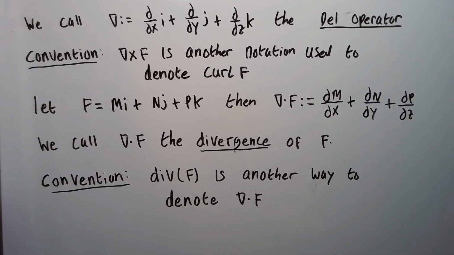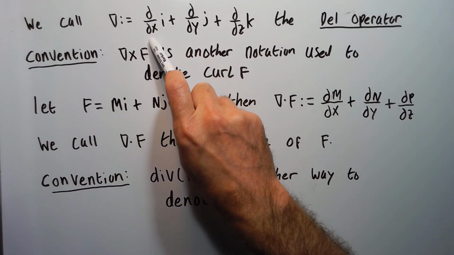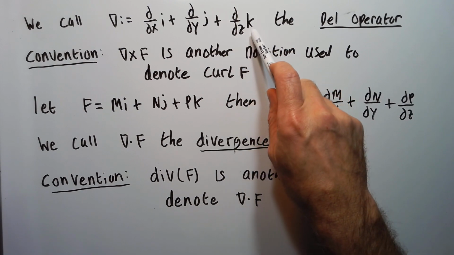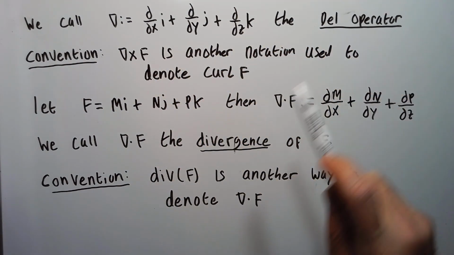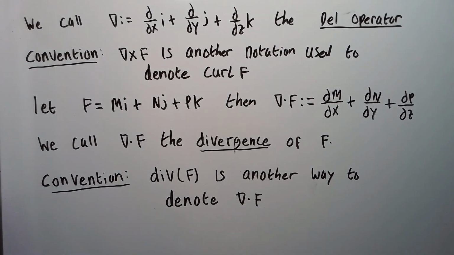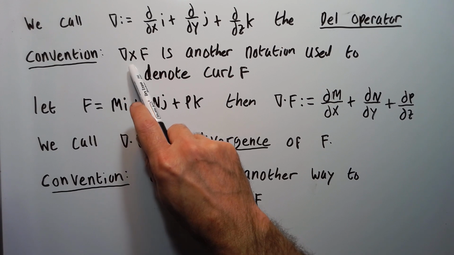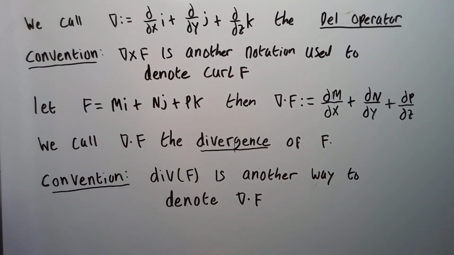Okay, so we're going to make a definition. We define del to mean partial x with respect to i, partial y with respect to j, partial z with respect to k. We call this the del operator. Okay, so you'll see why in a second. By convention, we call the del operator cross F another way to denote the curl.